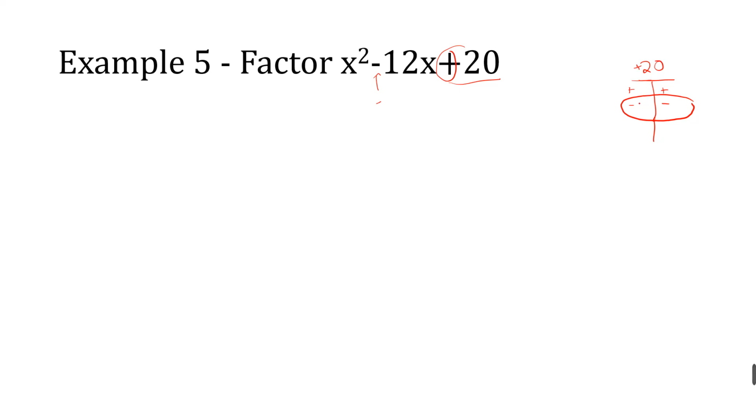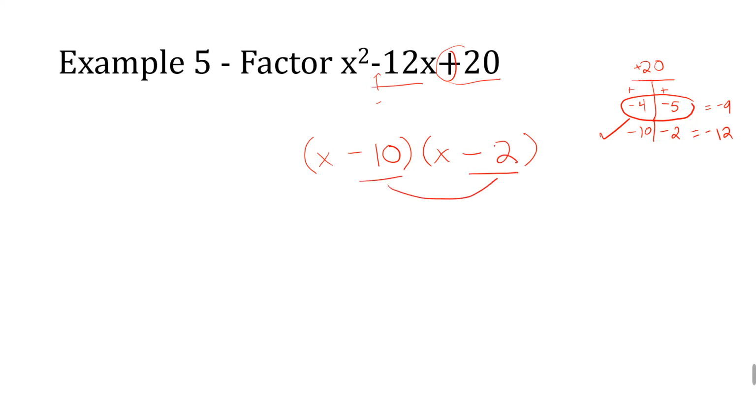Okay, so suppose you tried 4 and 5 first. You would see quickly that negative 4 plus negative 5 is negative 9. That's not going to work. If we tried 10 and 2 and made them negative, negative 10 plus negative 2, that's negative 12. That's going to work. So when we factor, instead of having x plus, we'll have x minus 10 and x minus 2. Because again, they add to give me negative 12, and they multiply to give me positive 20.